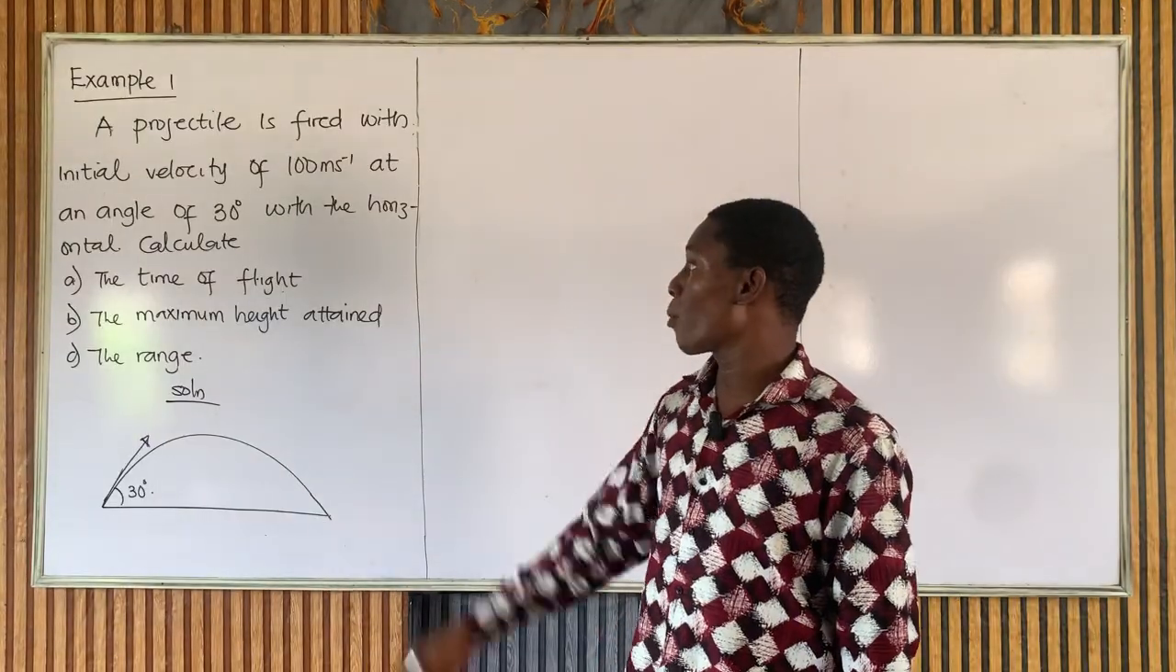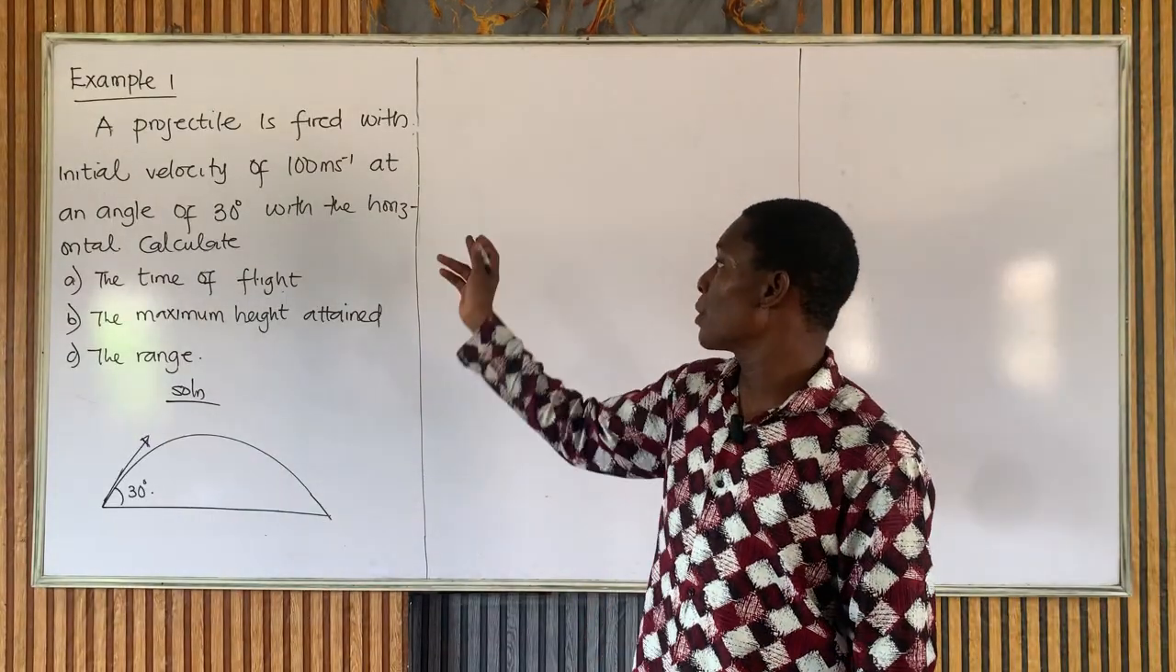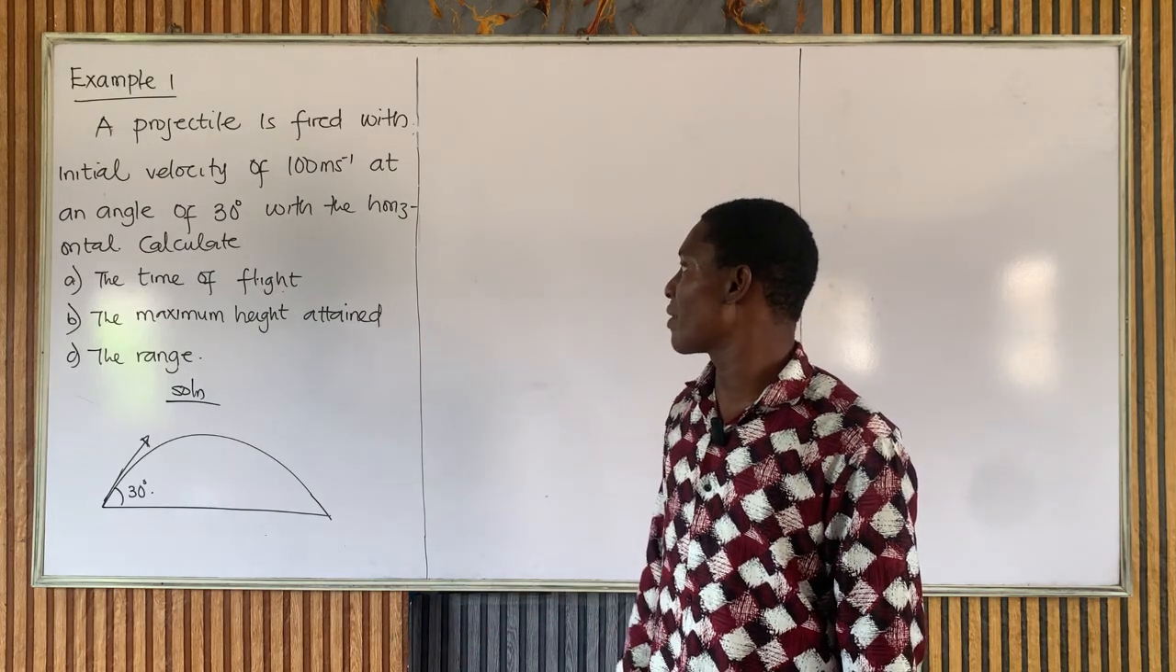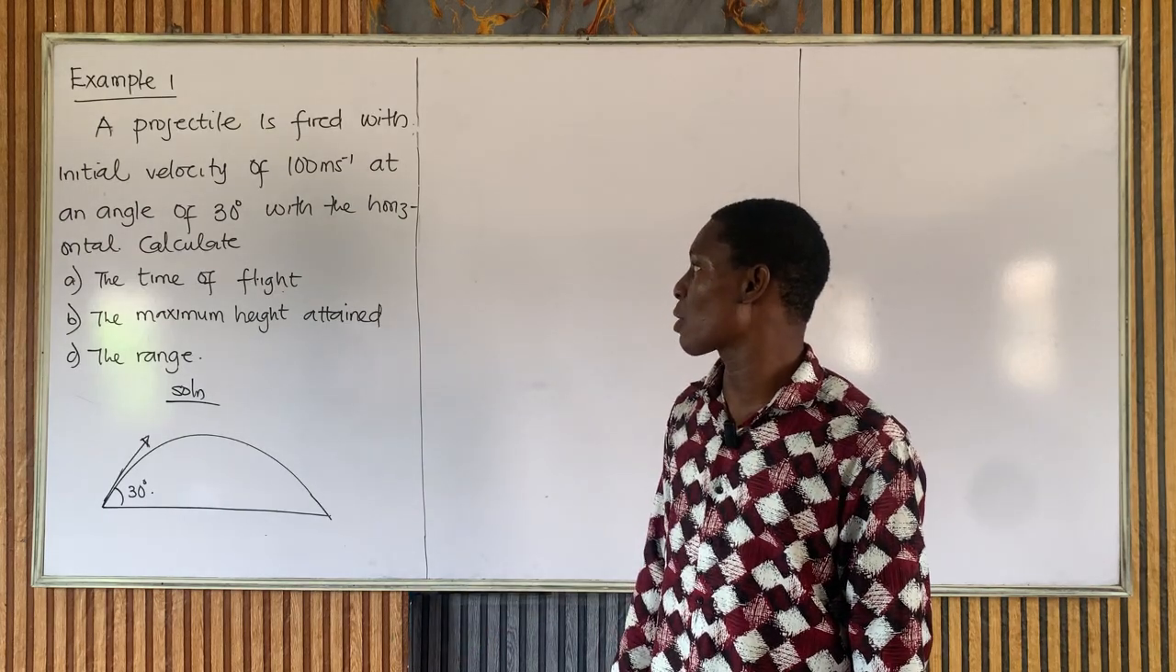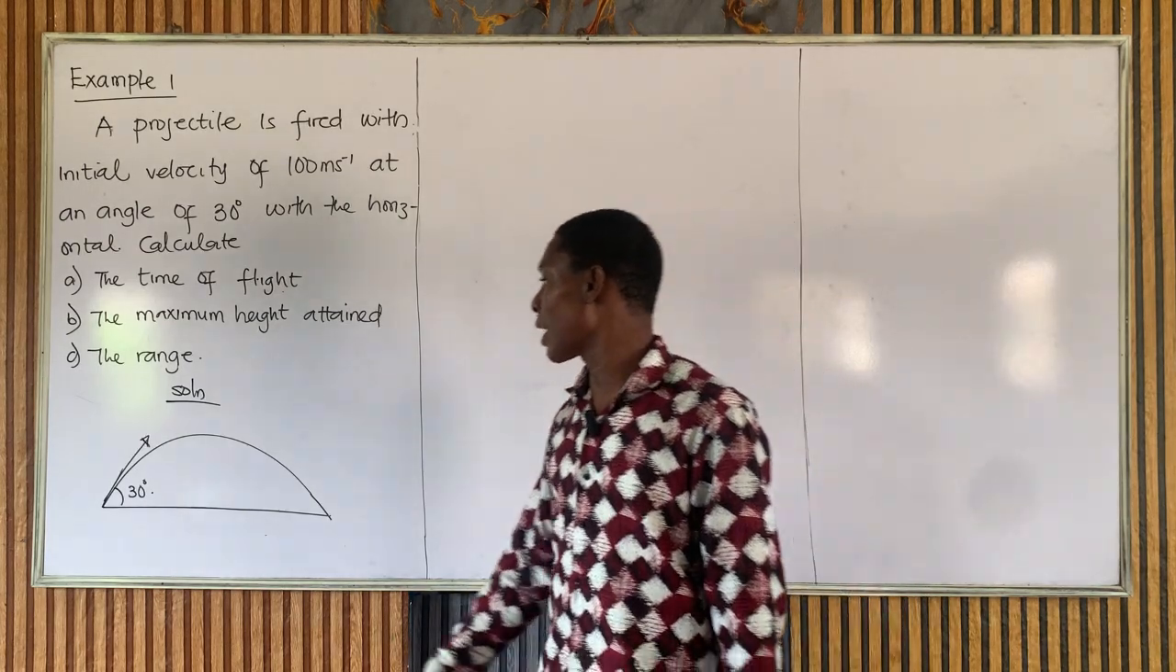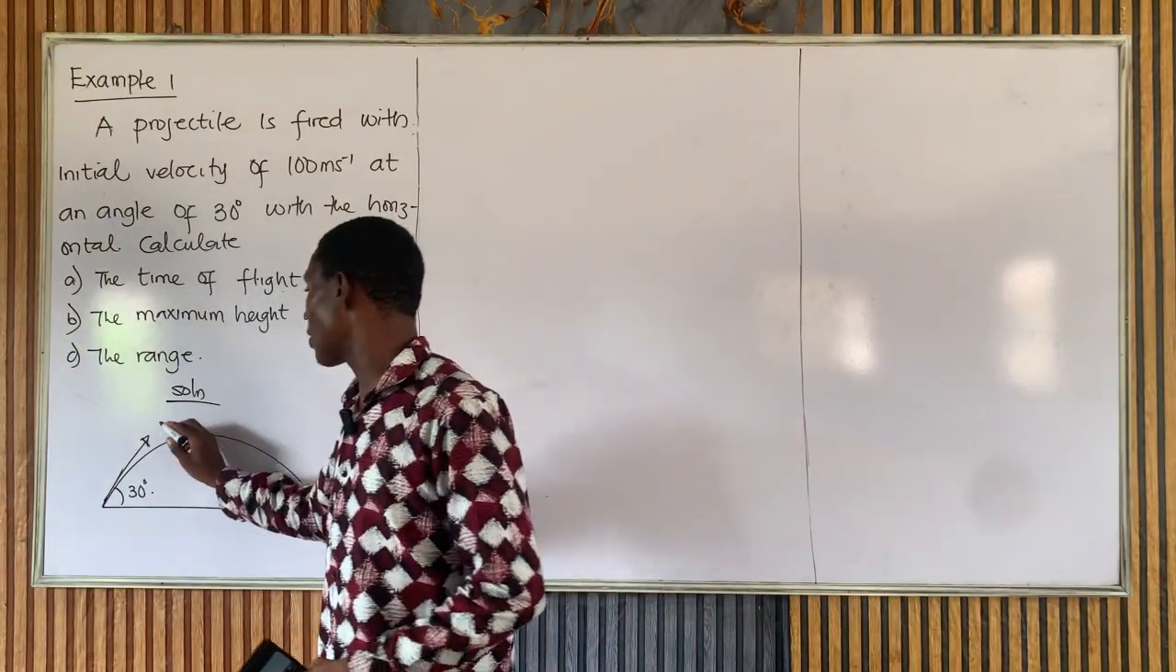Example 1. A projectile is fired with an initial velocity of 100 meters per second at an angle of 30 degrees with the horizontal. That has been illustrated here. This is the velocity.